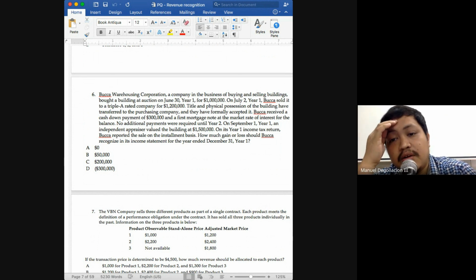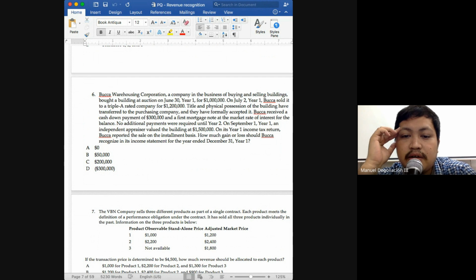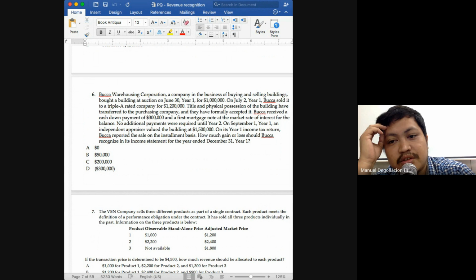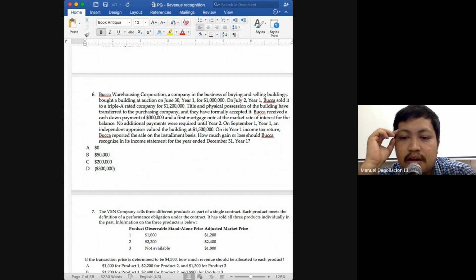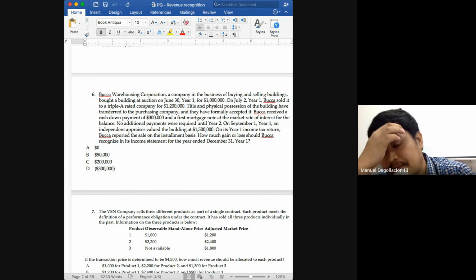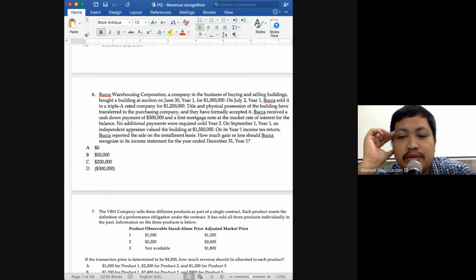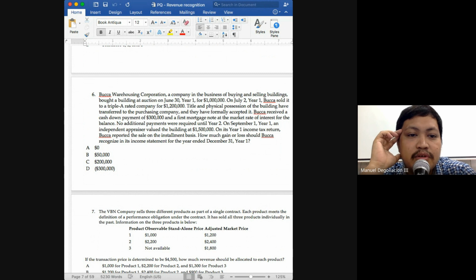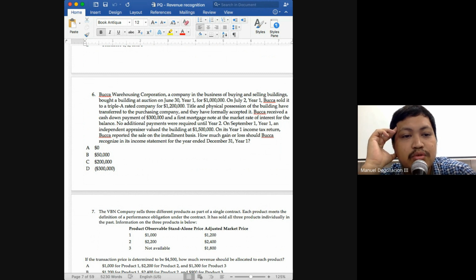Here, even though the collection is on an installment basis, we will recognize the revenue in full. Why? Because the recognition of revenue here will not be over a period of time. It would be recognized at a point in time. Why? Because number 1, we are already entitled to the payment, and we have a strong belief that we'll be able to fully collect even the amount on the mortgage note.